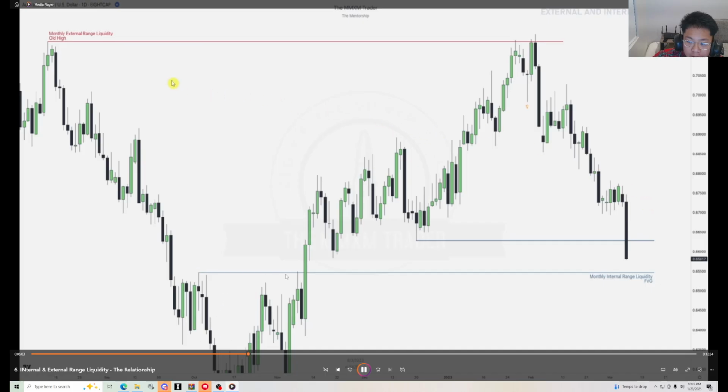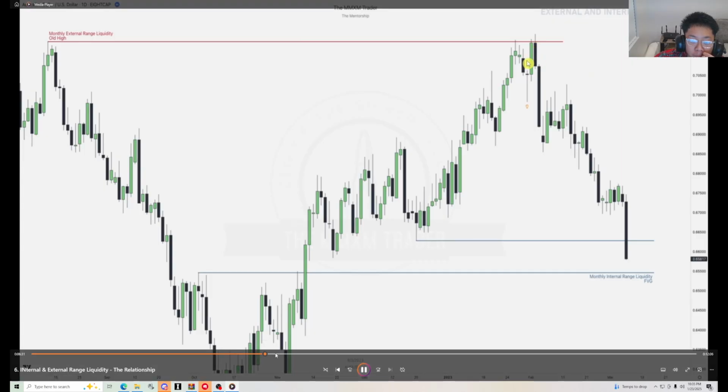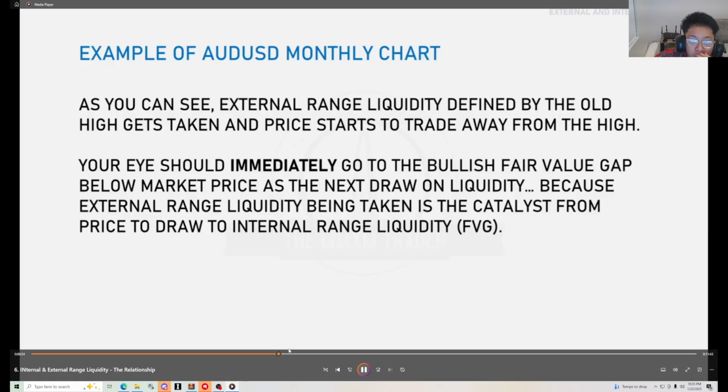Let's look at this from a daily perspective, right? We take out a monthly external range liquidity. Now, using daily structure to frame our setups, what are we going to be waiting for after this monthly external range liquidity structure happens? Your eye should immediately go to that bullish fair value gap below market price as the next draw on liquidity.